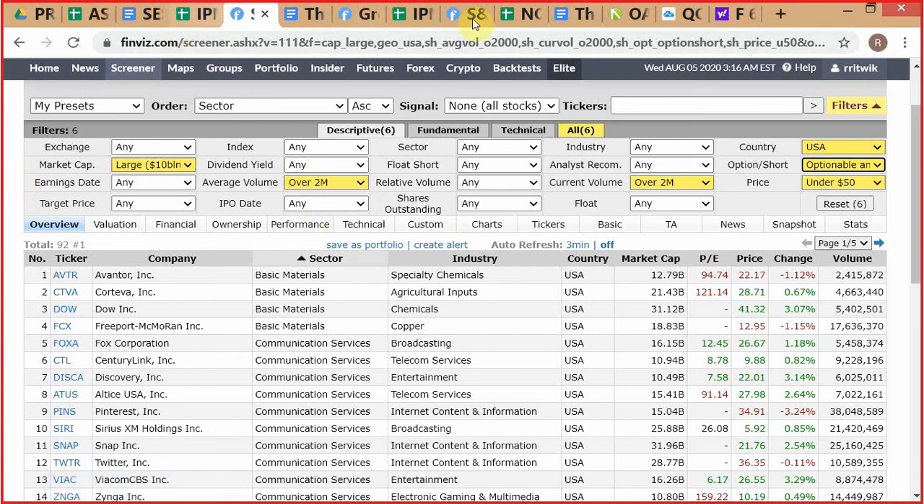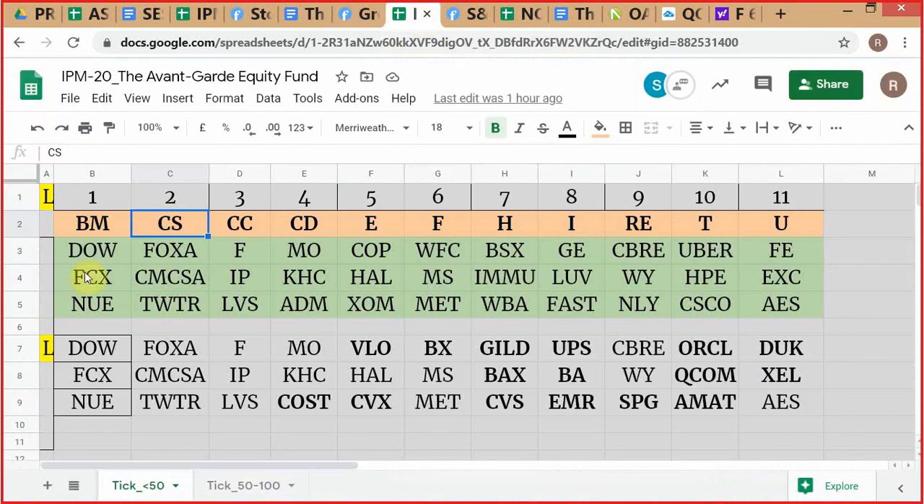Okay, so this is what it is, okay? So if you come back to that point, how did I come at that? Now you see here, there are only three basic material stocks, okay? And one of them has gone out now. But I've given you that stock list. So this Dow, Freeport, McMoRan, it came from there. Okay, Nucor has slipped out. Nucor is a steel company, but you can still keep it. It's a big cap steel company. So this is how I came up with this list.